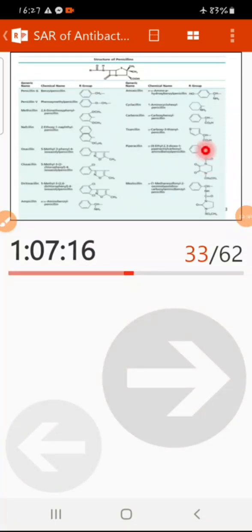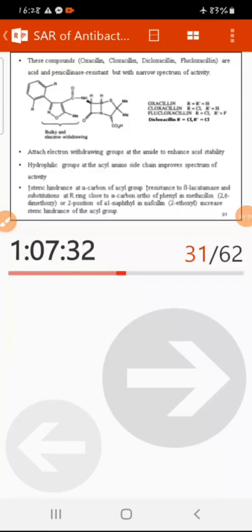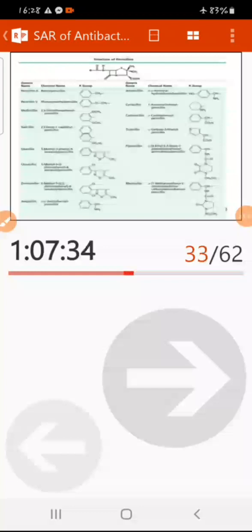And the alpha carbon is not part of the ring. Also, on the sixth position there is no halogen and alkoxide groups. Therefore, it is a beta lactamase sensitive compound. Therefore, this compound is beta lactamase sensitive, acid sensitive, but with extended spectrum. The same thing for this compound.